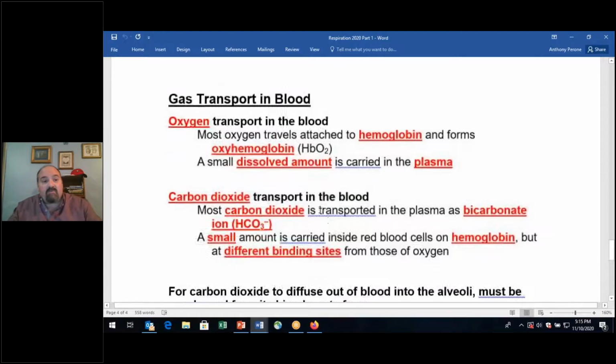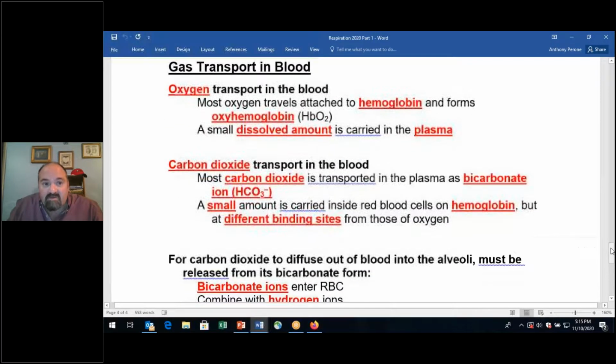Now, the gas transport. So the gas is transported in the blood, and know that oxygen primarily is transported by the hemoglobin in the erythrocytes. Okay, a small amount is dissolved into the plasma, the liquid portion of the blood, whereas CO2 is traveling as CO2, about 23% in the plasma, and a portion of it carried by the hemoglobin, and then primarily it's traveling in the plasma, the liquid portion, as bicarbonate, a bicarbonate ion, HCO3 negative, right?